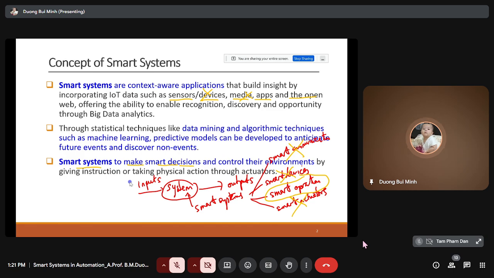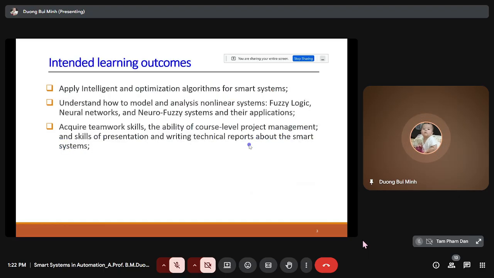So how can we make the optimal decision? We have many methods, for example, machine learning, predictive models, and so on. But for this course, we will use intelligence and optimization algorithms. We don't use machine learning to get this math operation, because you study another course. Professor Chung will guide you through the course of machine learning.